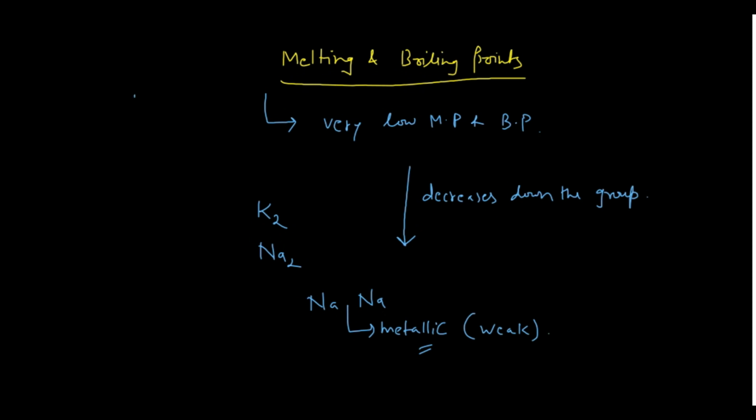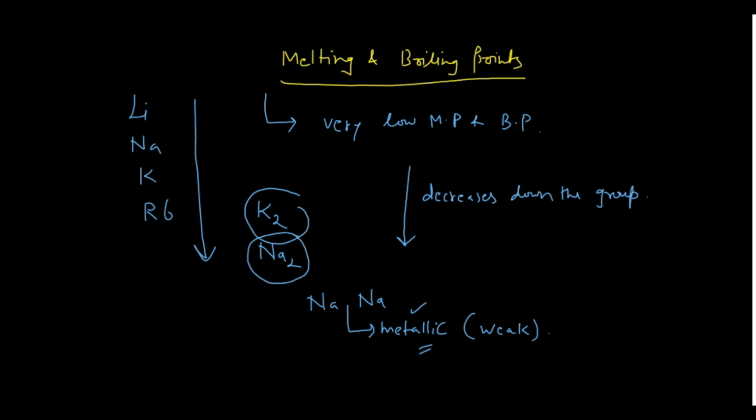If you go for lithium, sodium, potassium, rubidium, size increases down the group. When size increases, that means the metallic bond strength decreases. That's why we can correlate both the melting and the boiling points with this. This is something very, very important. Later I will come to whether we can form K2 positive or Na2 positive, or Rb2 positive type of diatomic metals. I'll come to this particular point also.